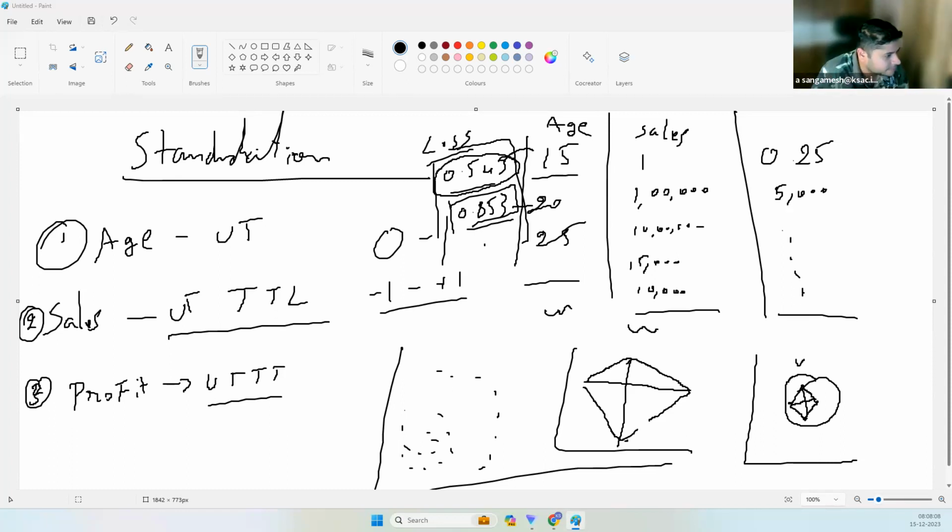Any questions? A small question, sir. Sure. Could you please repeat the correlation in skewed data to normalization to standardization in one line? How are we moving from skewed data to normalization to standardization?